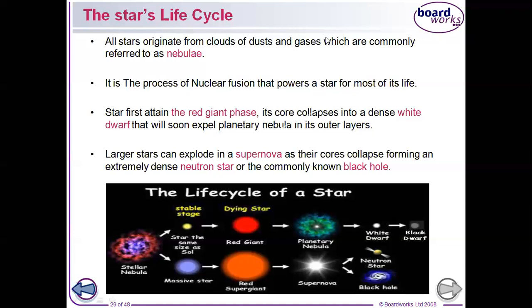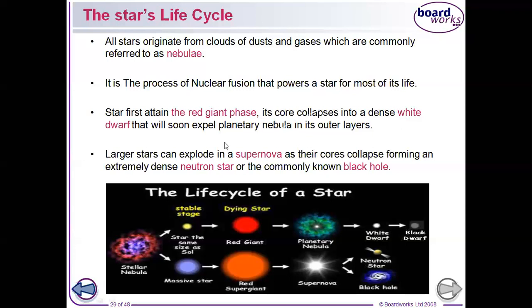The star first attains the stage of a red giant phase. Then the core collapses to a dense white dwarf, which will soon expel what we call a planetary nebula in its outer form.